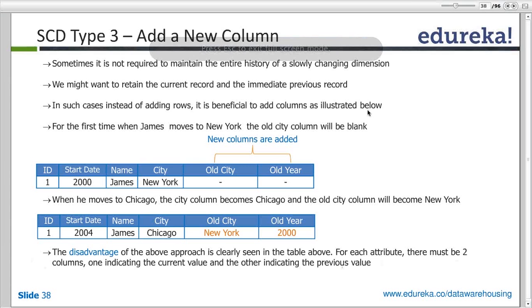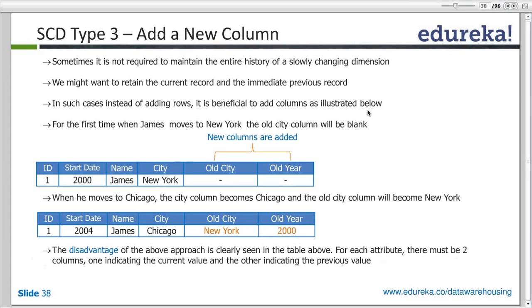So it's all about space. And another disadvantage would be that you can only store two values at a time. With this, we have finished the slowly changing dimensions.